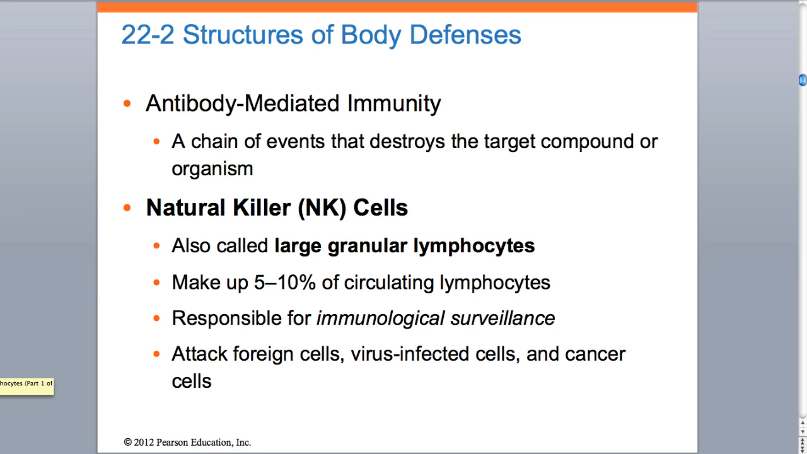So let me say that one more time so we have it clear. Natural killer cells are level 1, whereas cytotoxic, the T cells that do that, are level 4. So big difference between them. Very similar names, but different role. Natural killer cells are level 1, whereas cytotoxic cells are level 4.